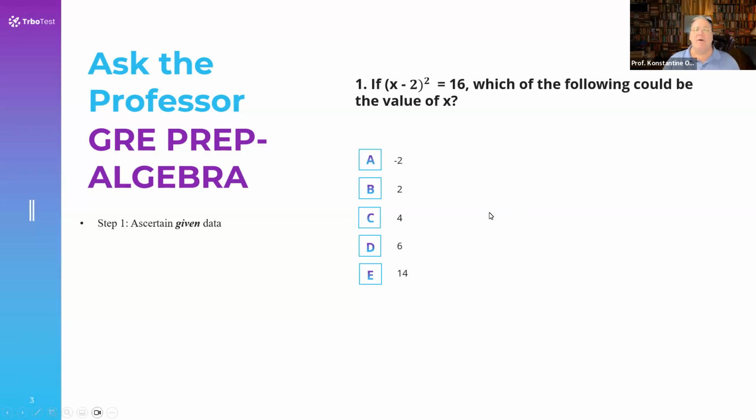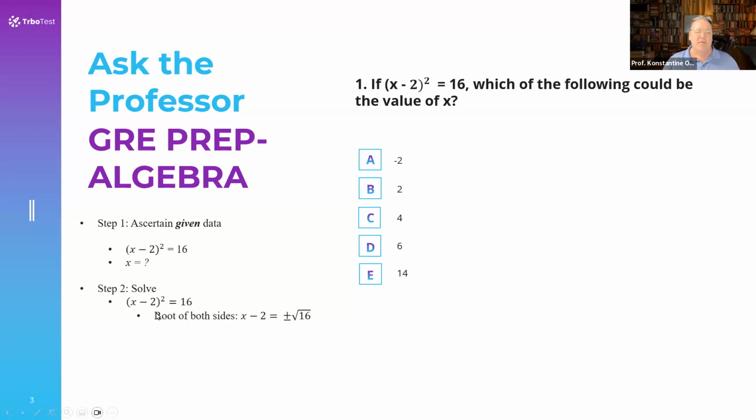In order to solve any problem on the GRE, the first thing we should do is ascertain the information that they're giving us. On this, of course, we have (x − 2)² = 16. They're asking us to solve for x. To solve it, we simply look at the equation we have. Again, (x − 2)² = 16.